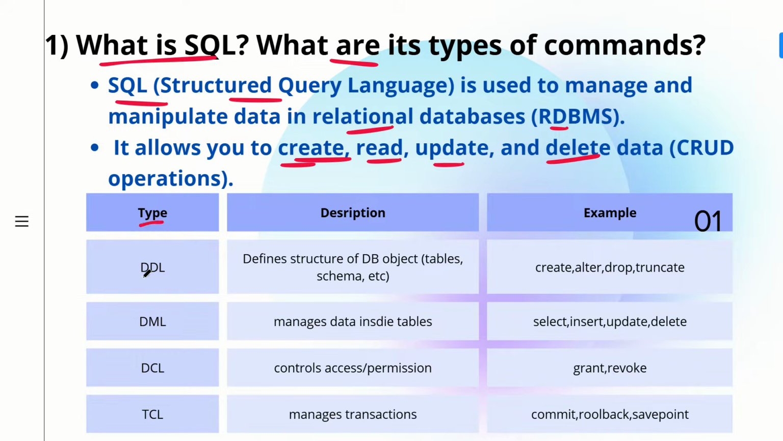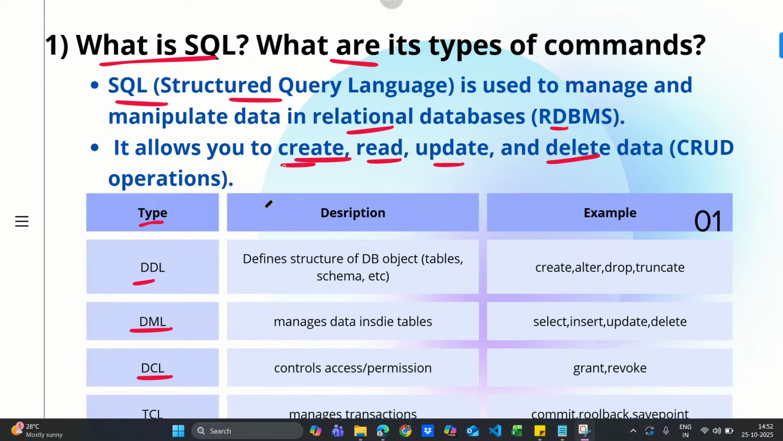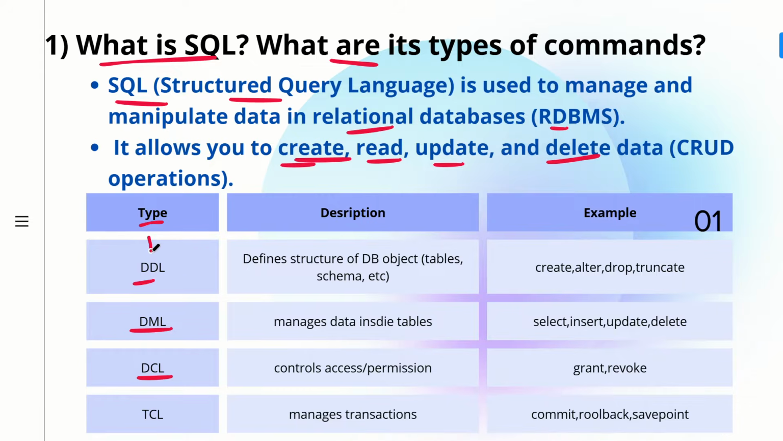So let us see what are the different commands available in SQL. We have different types: DDL, DML, DCL and TCL. So DDL, what is DDL? It is data definition language. What does DDL do? The name suggests that the D stands for definition, right? So it is helpful in defining the structure of DB objects like table or schema.